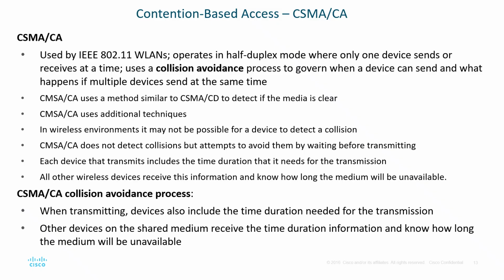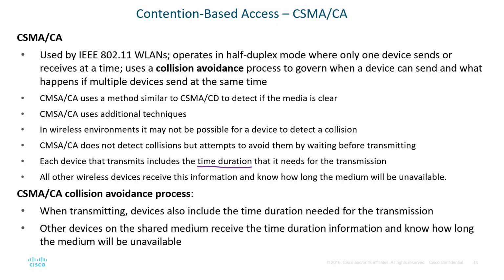So CSMA/CA uses a method similar to CD to detect if the media is clear. It uses additional techniques. So in wireless environments, it may not be possible for a device to detect a collision, right? It's out in the air. Can't necessarily detect anything. So what they do instead is they try to avoid a collision. So the transmitting device will include a time duration, informing everybody else on that channel that it is going to be sending information, and this is how long it's going to take for them to send it. Therefore, trying to avoid a collision.